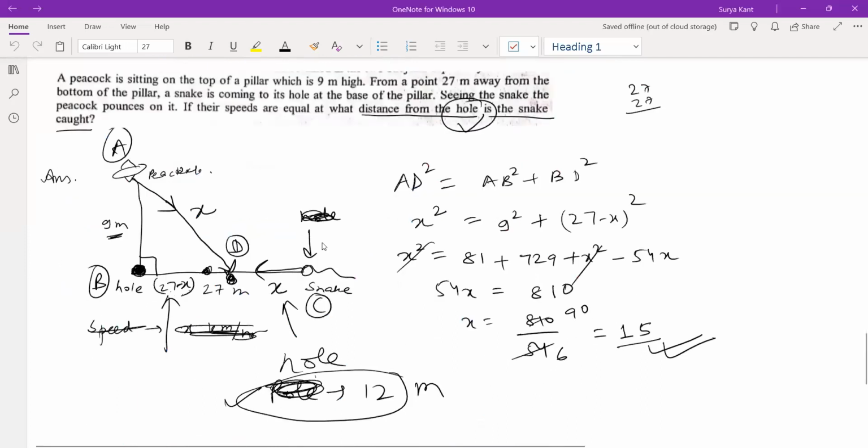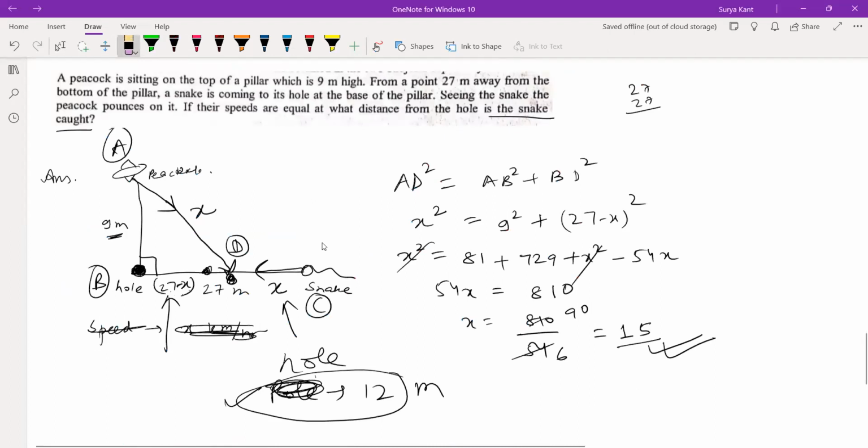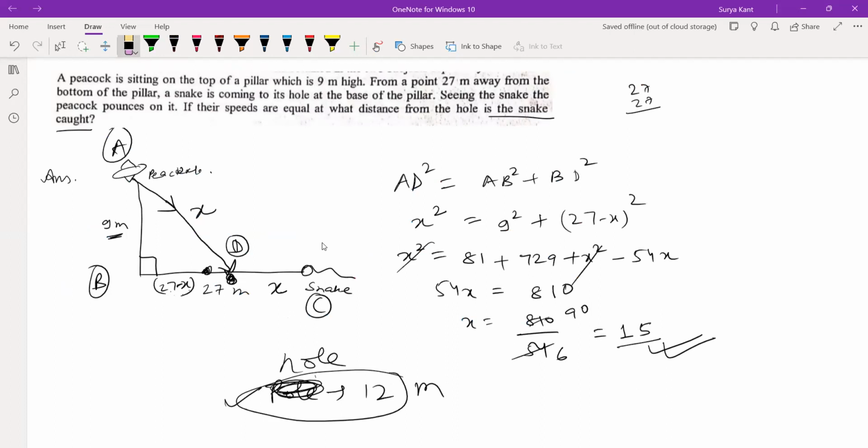So once again, we see here what they're asking in the question. Let me erase this first. Simply, this is there, no? So I'll erase this part. The whole thing also erase. So the snake, this part also erase off. Okay.